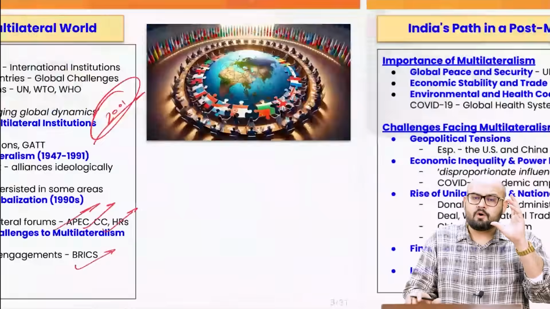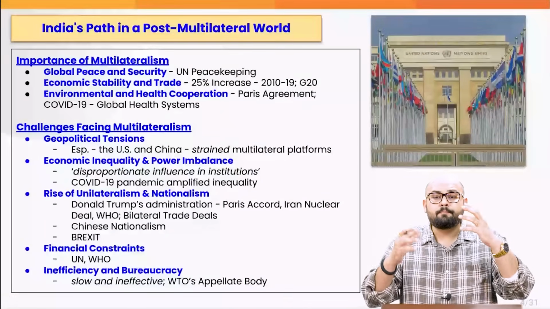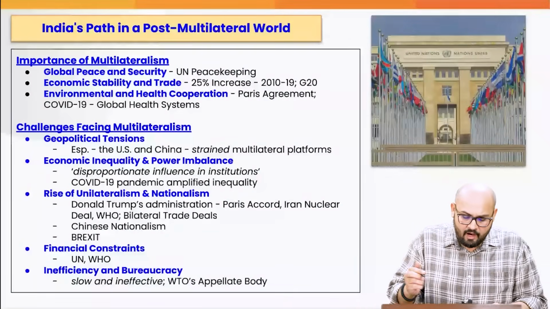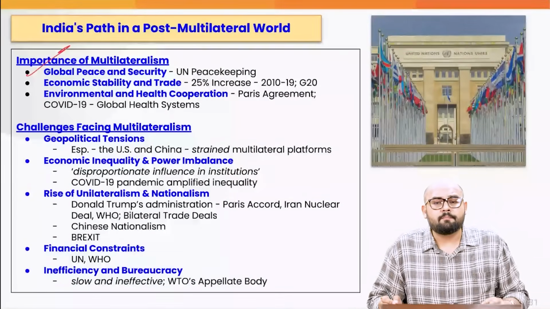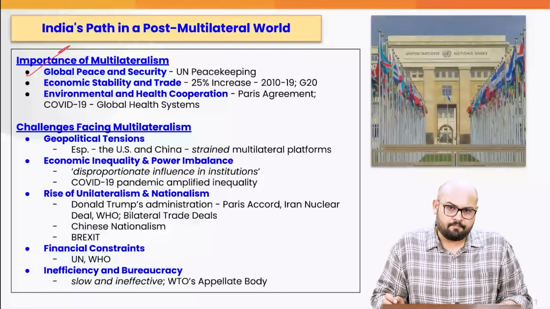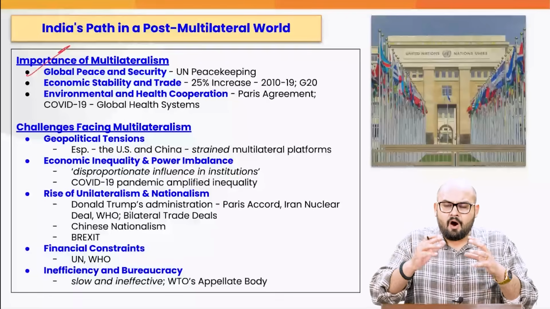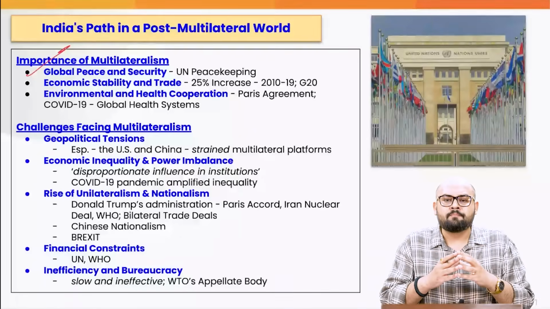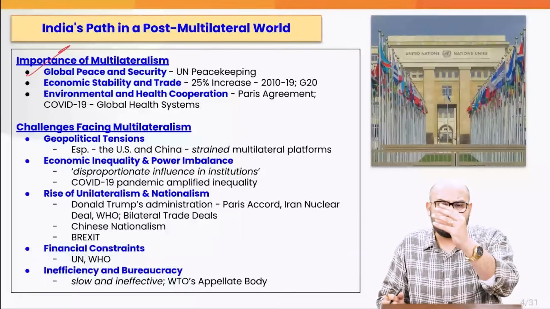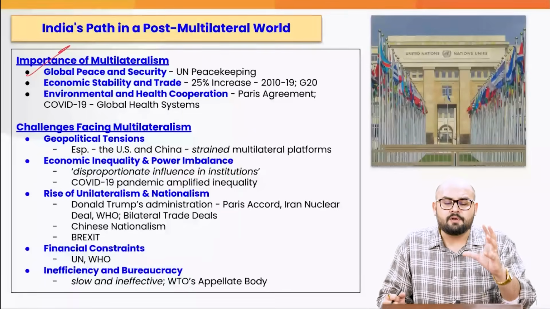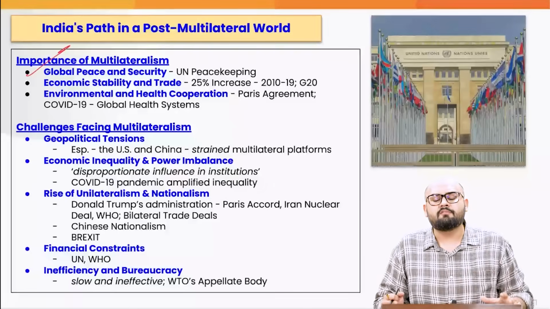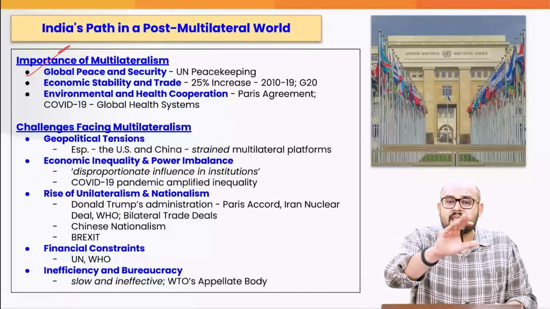In such a scenario, what should be India's position, or what paths does India have? Now, before that, let's talk about the importance of multilateralism. We talked about how different activities, especially the US, are basically shaping or affecting the multilateral world order. But what you have to understand is what has been the importance of multilateralism. See, we cannot directly negate its importance.